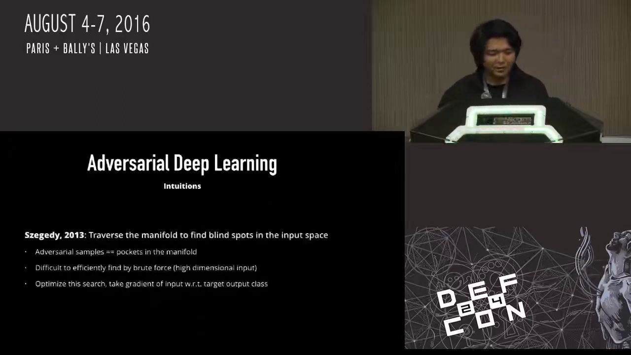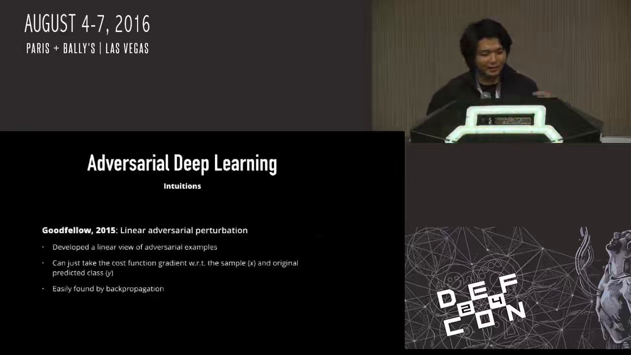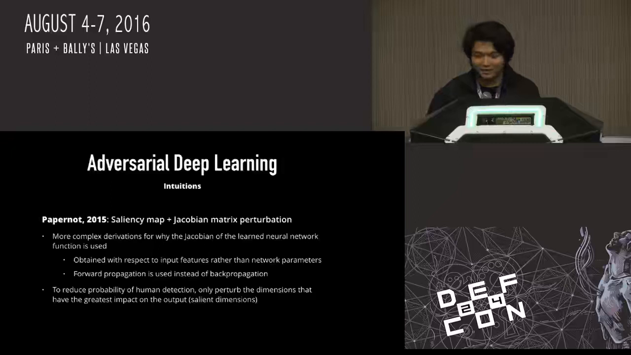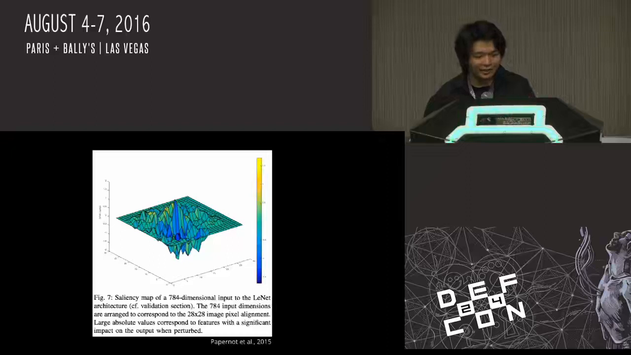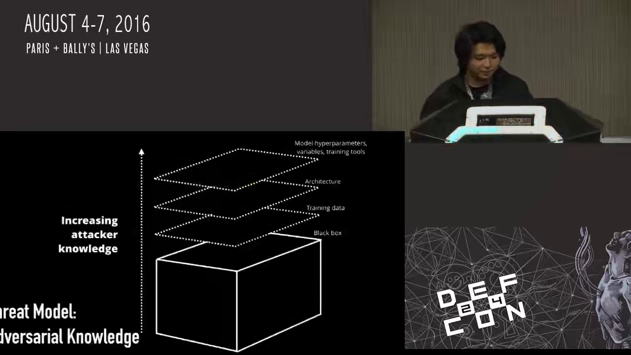So a couple of methods. You basically traverse the manifold to find blind spots in input space. There are also optimizations that help you to do this more efficiently, in a period of seconds instead of hours. And then there are also better optimizations that allow you to look at how much each particular pixel actually affects the output. This is called the saliency map, and I think it's really cool. You change those pixel values by a smaller amount than the other pixels that don't affect the output as much. So you can affect the output more without changing pixels as much.